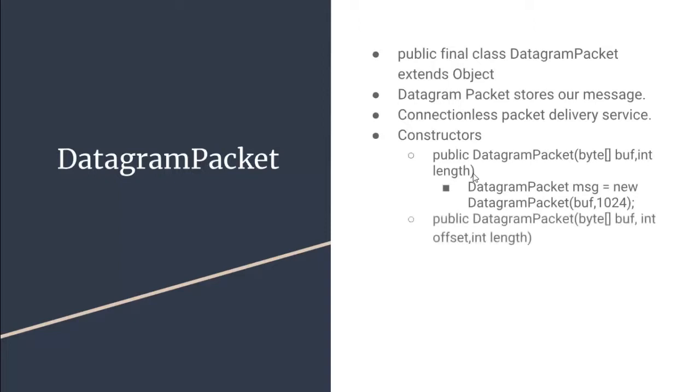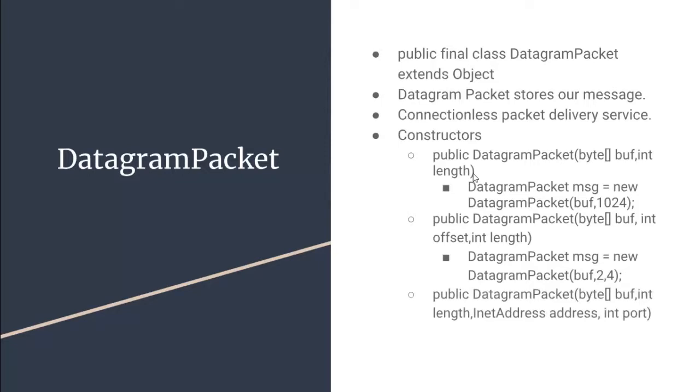Second constructor, public DatagramPacket(byte[] array, int offset, int length). This constructor is also useful for receiving packets. Byte array and length are similar to the previous one, and offset specifies from which index position the incoming packet will be stored in the byte array. Example, DatagramPacket message = new DatagramPacket(buffer, 2, 4).